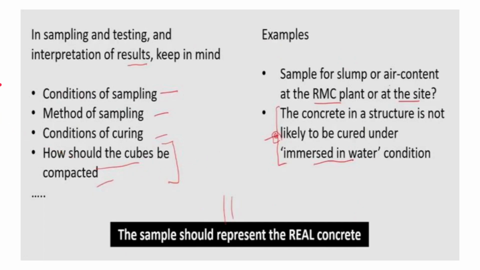In sampling and testing and interpretation of results, we have to keep in mind the conditions of sampling, the methods of sampling, conditions of curing, and how the cubes should be compacted. These are the main conditions, and that is the reason why the sample should represent the real concrete. Whatever we do in the labs is under controlled environments, but we have to make it as realistic as possible so that the inaccuracies and the uncontrolled conditions are simulated in the testing. That is the thing we have to keep in mind.